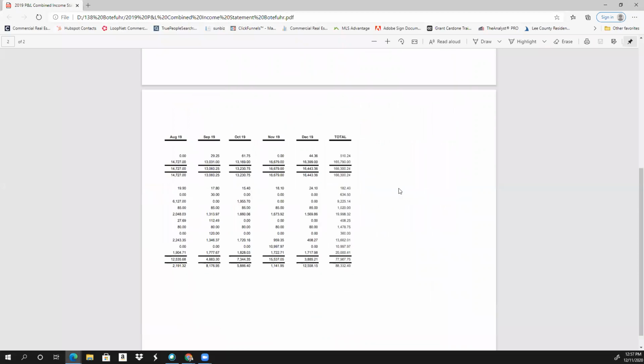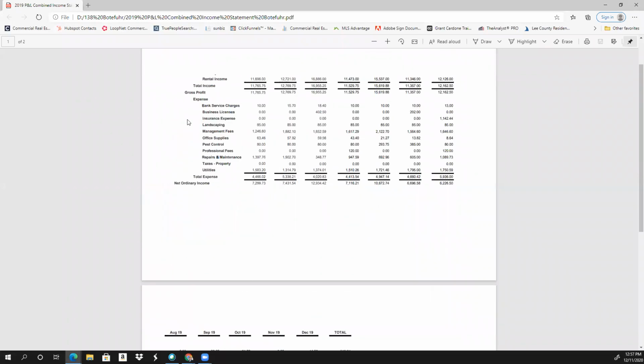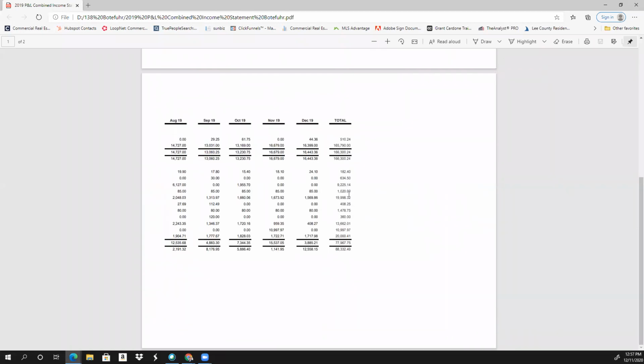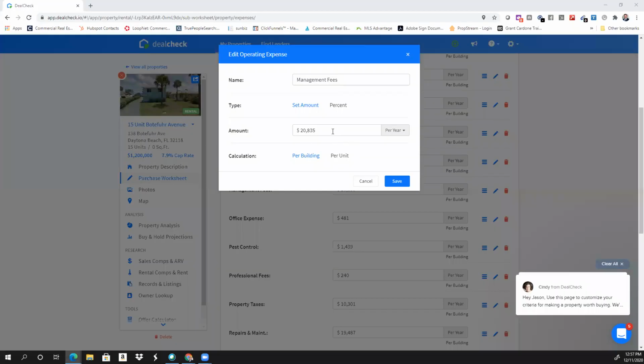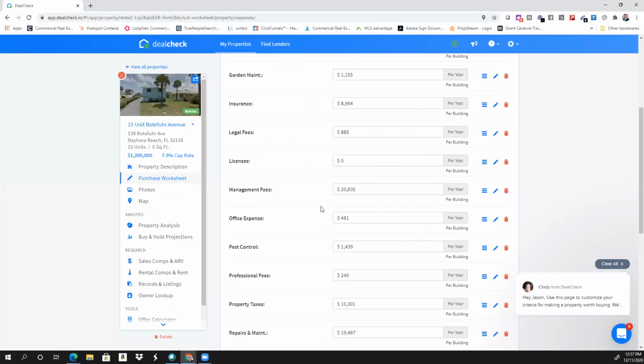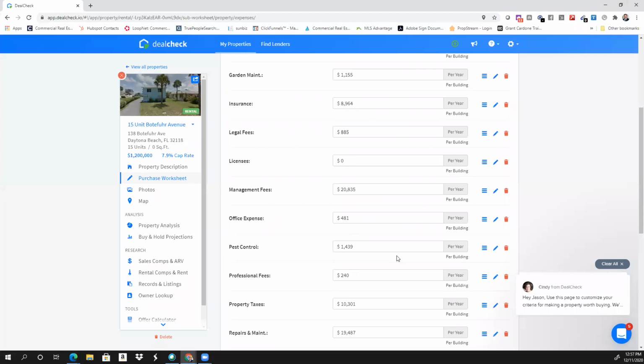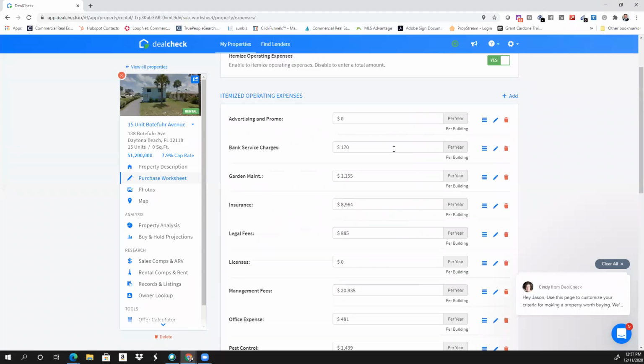This was 2019. So here was the management fee. Where was this? Yeah, 16. Yeah, so 19, 20, right? So you can do the percentage. Sometimes it's anywhere from 5 to 10%. Professional fees, there's this pest control. Don't miss anything, guys. It can make a huge valuation.